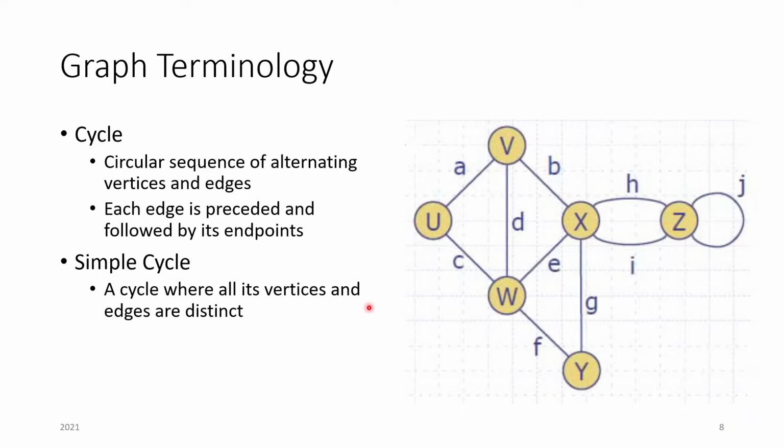Sure. A cycle basically means that your start point is also going to be your end point. So, for example, we can have U, A, V, D, W, C, U. And we can also have U, A, V, B, X, E, W, C, U. For a simple cycle, we don't have any repeat nodes or vertices other than your start point. So, for example, we can't go U, A, V, A, U. That's not going to be a simple cycle because it repeats A twice.